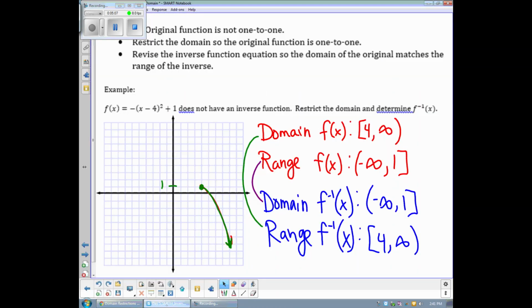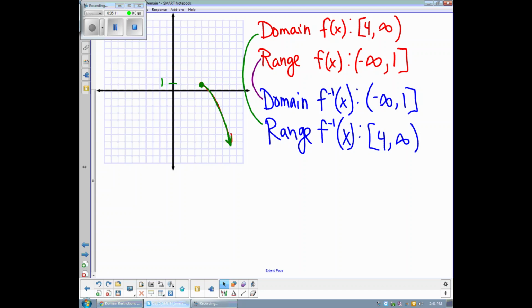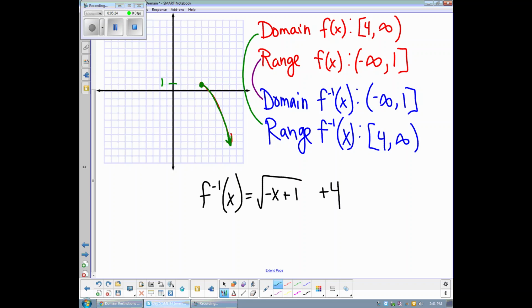So your inverse for this first example, when you solve algebraically, the inverse of f of x should be the square root of negative x plus 1, and then plus 4 on the outside. It's a square root function, which makes sense. Our original function was squared.